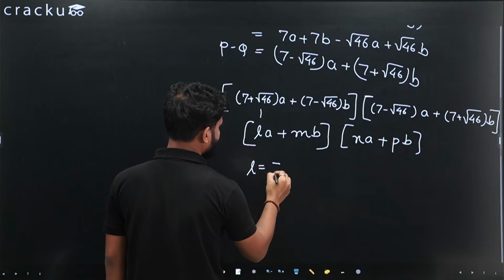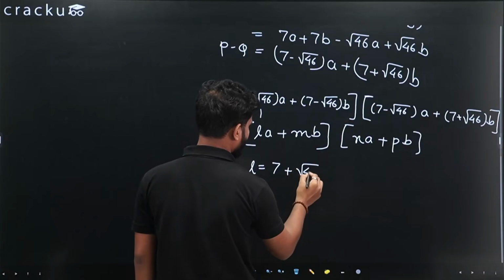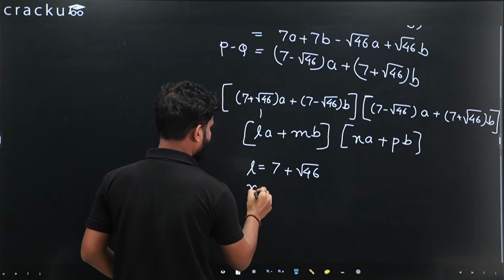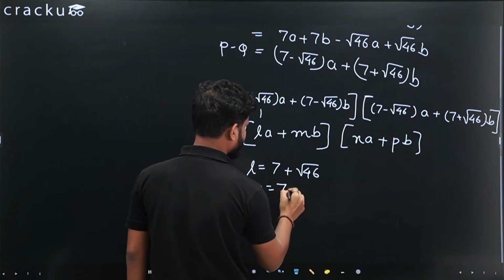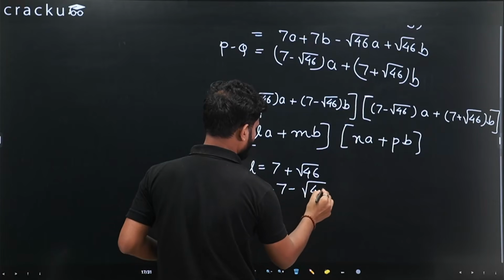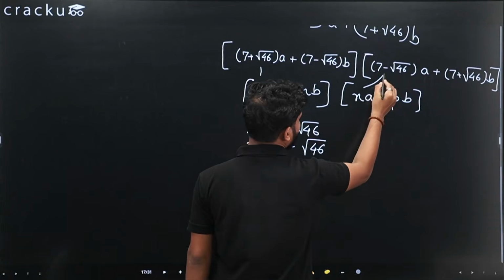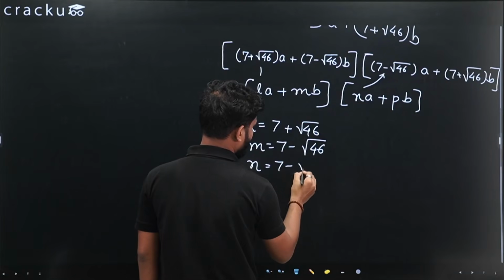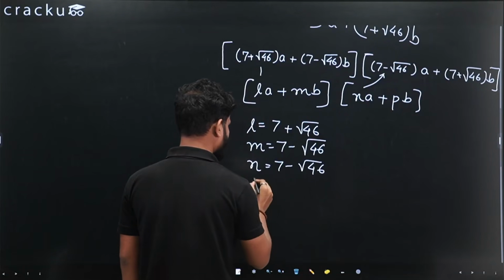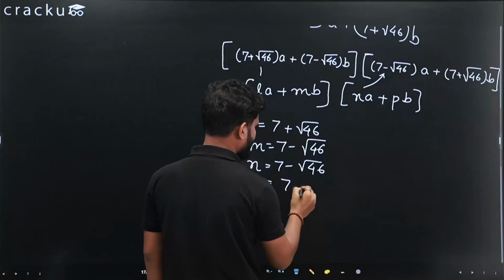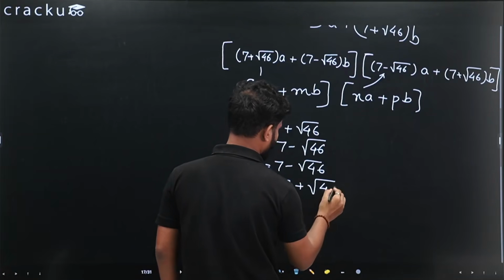L will be 7 plus √46. What will be M? M will be 7 minus √46. What will be N? N will be 7 minus √46. And what will be P? P will be 7 plus √46.